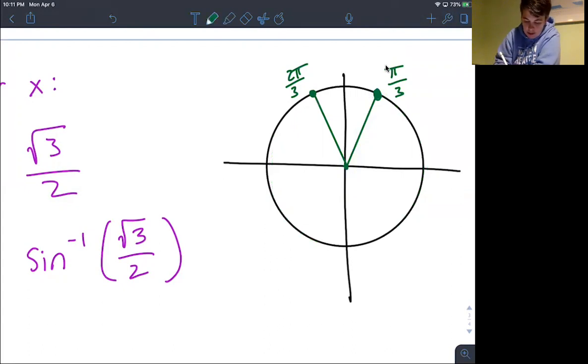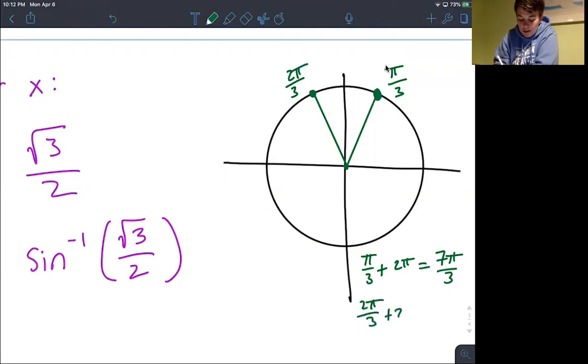So to find those, we're going to do pi over 3 plus 2 pi, right? 2 pi is 6 pi over 3, so that'll be 7 pi over 3. And then I also want a coterminal angle for 2 pi over 3 plus 2 pi. So that is equal to 8 pi over 3. So those are my possible solutions between 0 and 4 pi, 2 rotations, right?